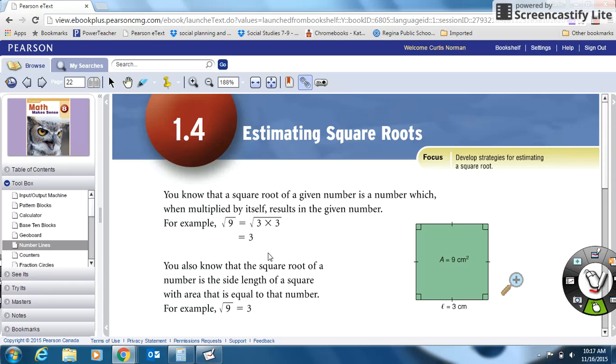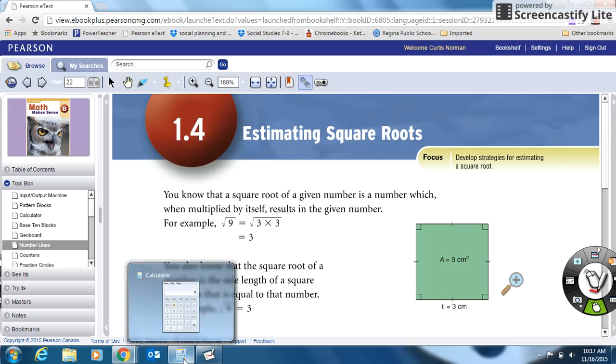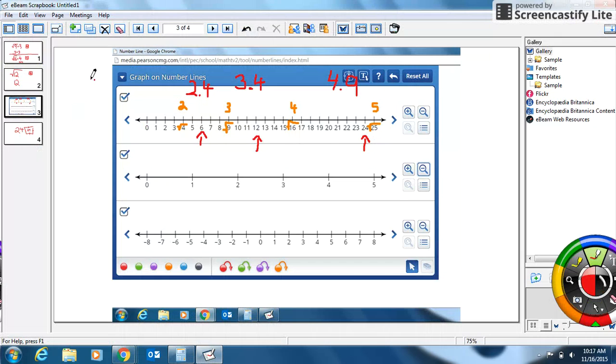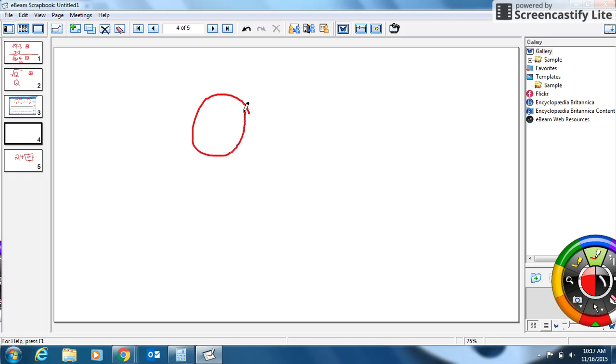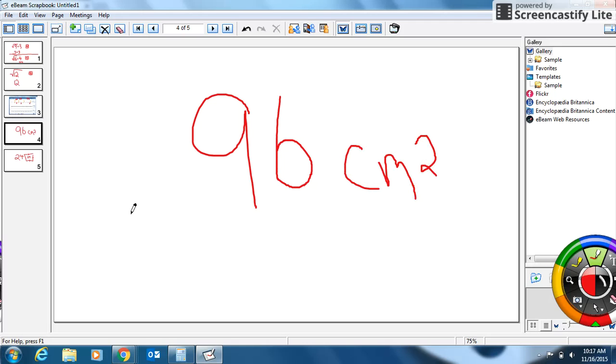Another one is I call it the guess and check method. All right, for example, let's say we had the number 96. Let's say you were given a square, and it is made up of 96 centimeters squared. Well, basically what they're saying is, what is the square root of 96? Well, I have to now use my schema, my background knowledge, to know where does 96 fall in on a number line. Between what two perfect squares?